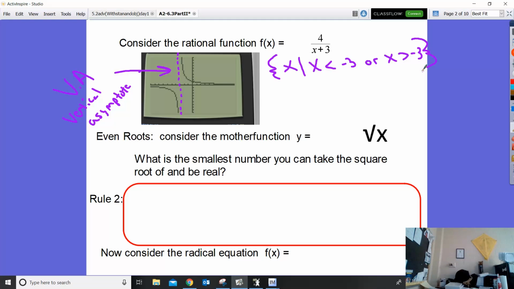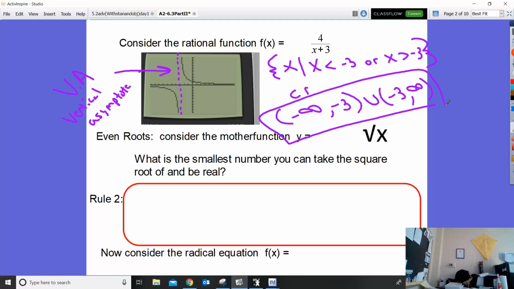This graph runs forever to the left. It goes all the way to -10. It has to jump a wall at -3. It can't actually be -3 because that's where we divide by 0. And it restarts on the other side of -3 and runs forever to the right. This is my preferred way, but I'll leave the option up to you. I don't care how you write it, but that's my preferred.